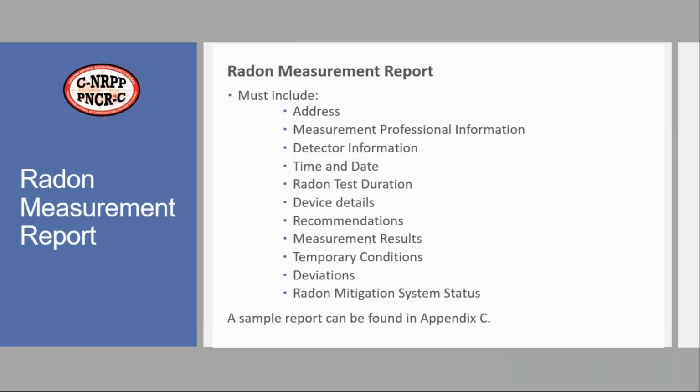Now, recommendations and requirements. The radon measurement report must include the following information: the address, location of the test, measurement professional information, detector information, time and date, radon test duration, device details, any recommendations, measurement results, temporary conditions, any deviations, and the radon mitigation system status.